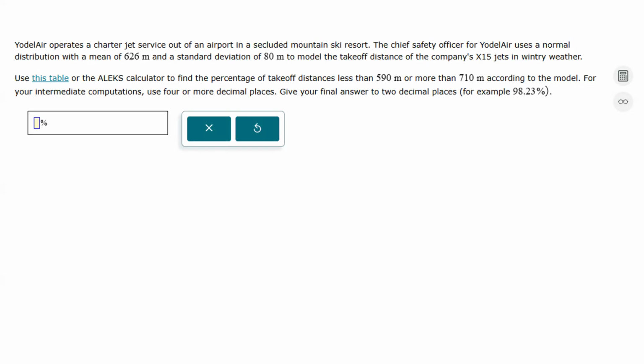So the question that they're asking here is, you can use the table or the ALEKS calculator to find the percentage of takeoff distances less than 590 meters or more than 710 according to the model. For your intermediate computations, use 4 or more decimal places, give your final answer to 2 decimal places. And they tell you you're doing it as a percent, 98.23. Okay. So first, let's talk about what we're looking at.